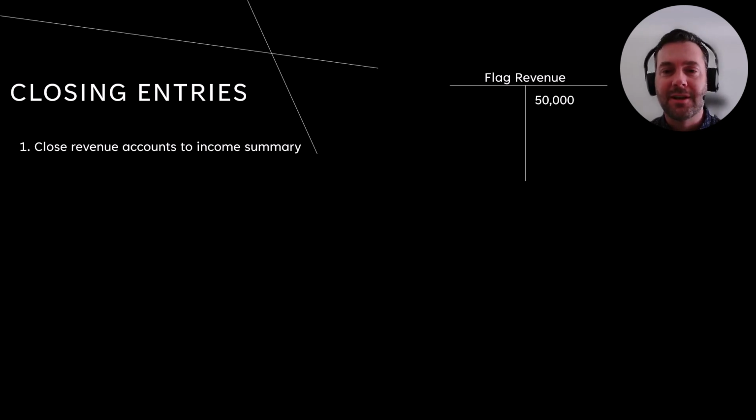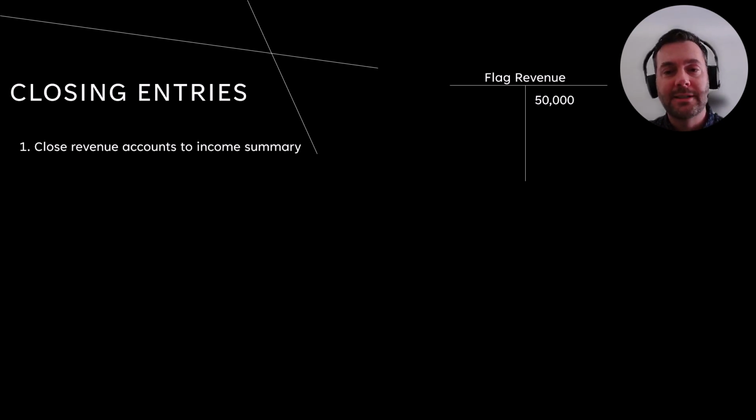We have a $50,000 balance in the flag revenue account. We're using a T account here, and you remember on a T account, the right-hand side is the credit side. Revenue accounts have a credit balance. We want to get the balance in that revenue account down to zero. As we've learned, the way to reduce an account is if it has a credit balance, you debit it. If it has a debit balance, you credit it.